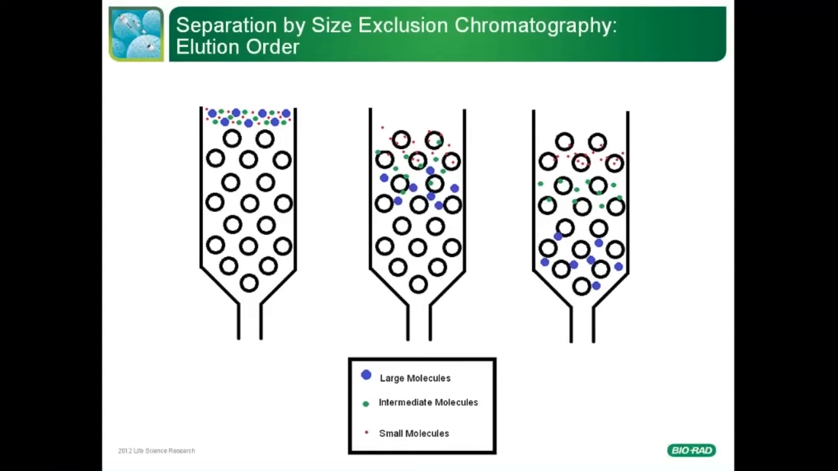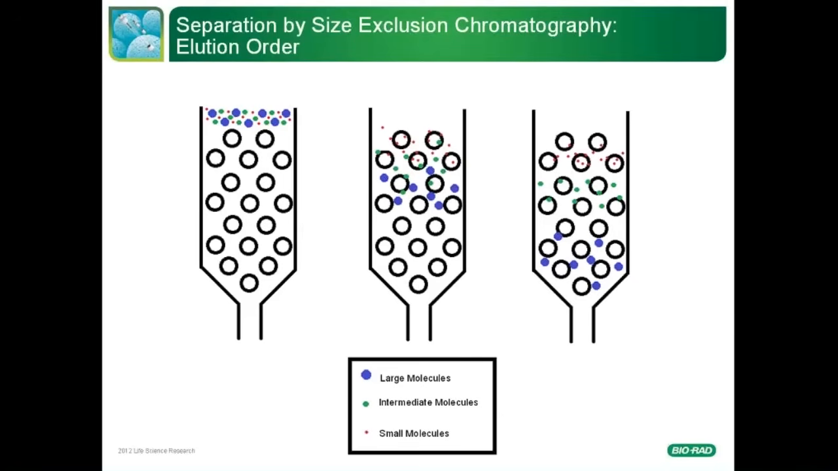So this is another example, a different way of representing how biomolecules of different sizes are separated as they move through a chromatography column. As you look at the picture on the left-hand side, this is right after the biomolecules are injected into the column. They're all together at the same place in the column.